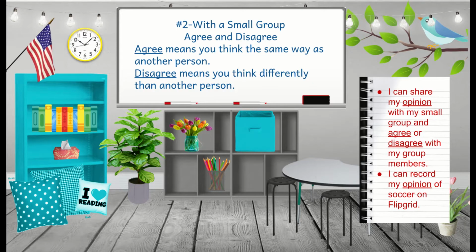So in a minute, you're going to see a picture, and I'm going to read a short text about soccer. And as I'm reading it, I want you to look for specific words and phrases that are used, like agree, disagree. Some other signal words you might hear are I think and I don't think. And these words are going to help you understand the character's thoughts or opinions about the topic.